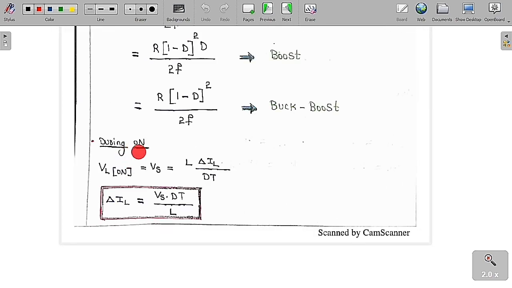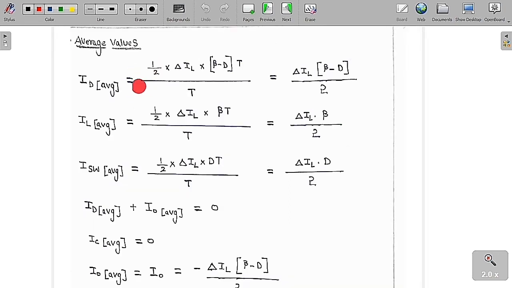During the on condition, whenever the switch is on, VL on is equal to Vs is equal to L into delta IL by dt. T on is nothing but dt. If you solve this, we get delta IL is equal to Vs into dt by L. Now we are going to find the average values. From the graph, the average value of the diode current is equal to half into delta IL into (beta T minus delta T) by T, which gives delta IL into (beta minus D) by 2.